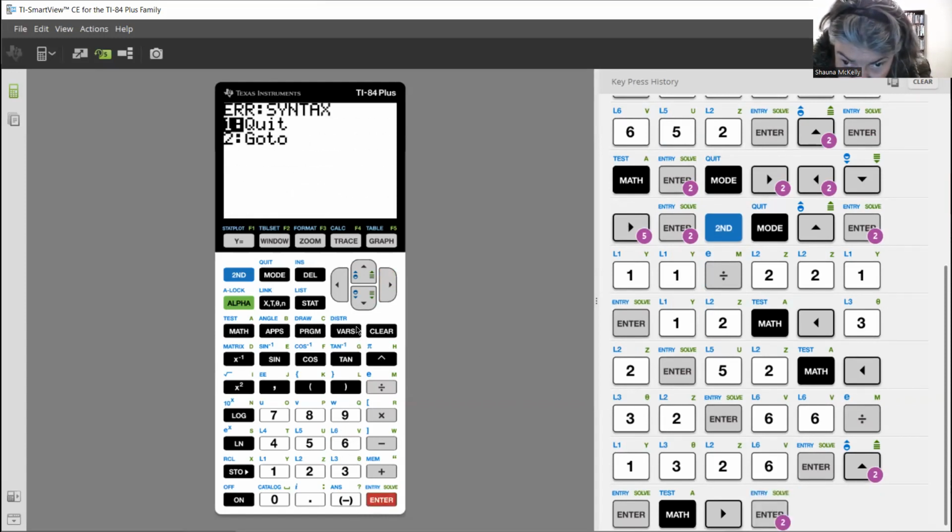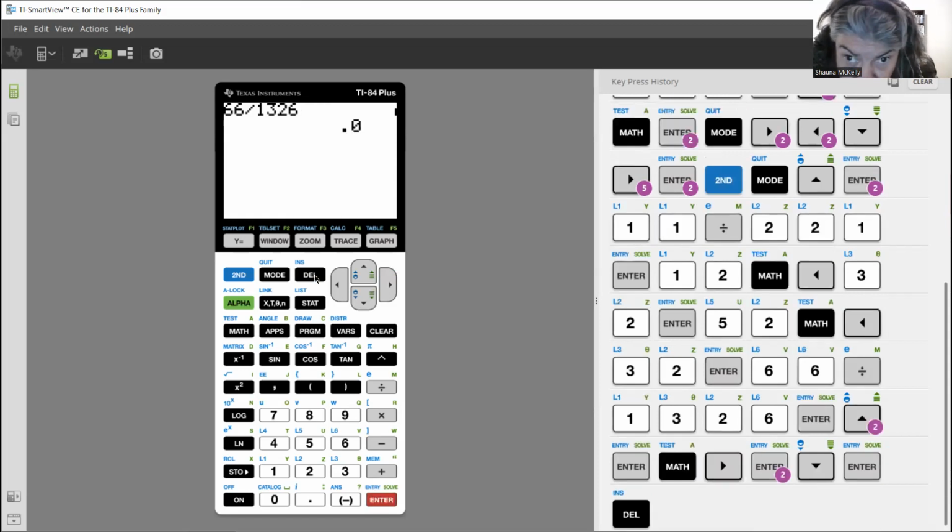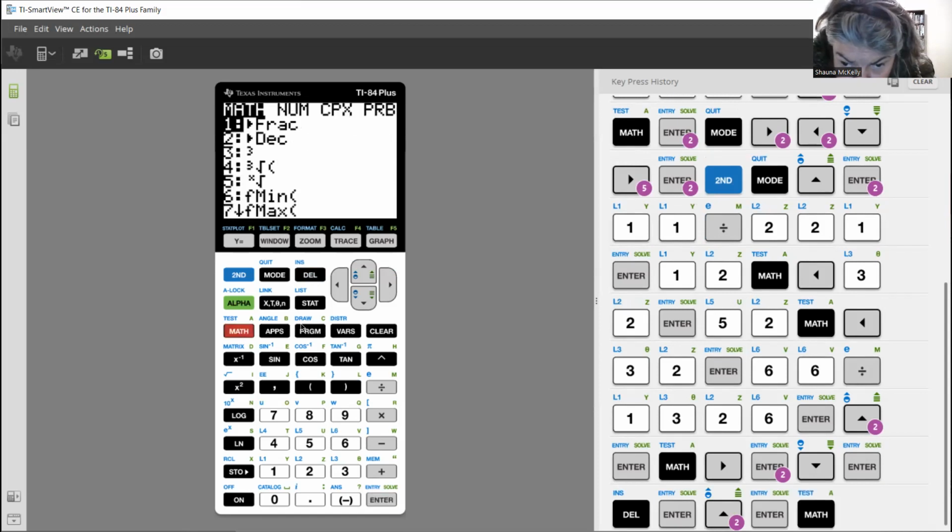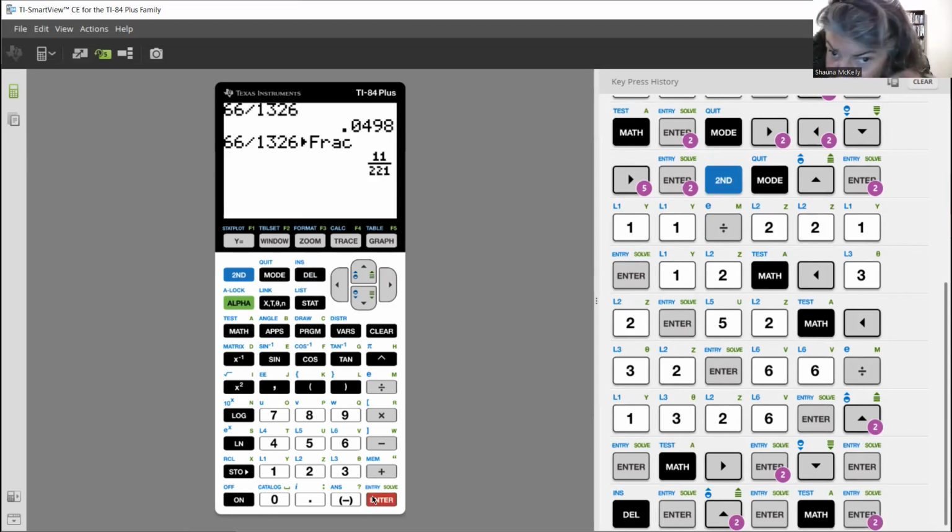Apologies, folks. Let me delete this. Here we go. And let me come up here and go to math, convert to frac. There it is. So this is just a smaller multiple of the initial fraction that we got. So it would come out the same. The initial fraction is different, but the reduced fraction, the decimal, and the percentage will all match each other.